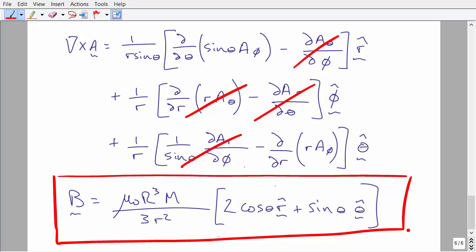Okay, and that completes our calculation. Now, we did this for a sphere of radius r and magnetization m, magnetic moment per unit volume m. But of course, this is true of any dipole, so it's a pretty generic dipole calculation. But I thought it was useful to show you how that basis change worked, and also to show you how to take the curl in spherical coordinates.